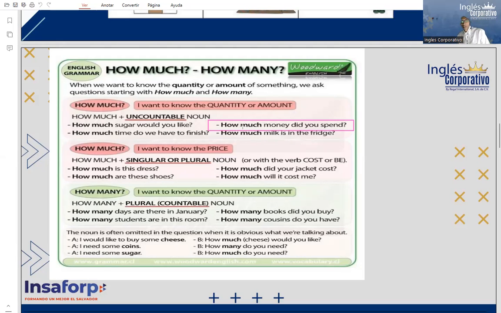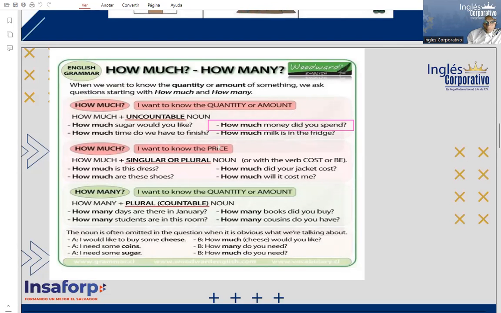And money is not the paper, it's the coin. Es la moneda en sí, es el dólar. El dólar, el peso, la rupia, la libra, that's money. No es exactamente el dólar, sí, el nombre de la moneda. For that reason, money is uncountable.